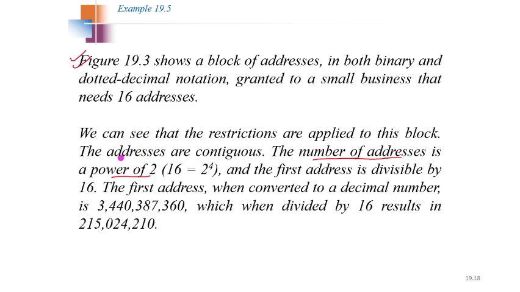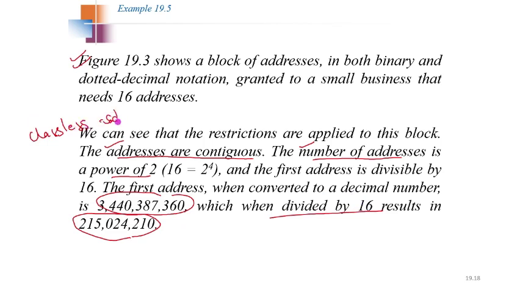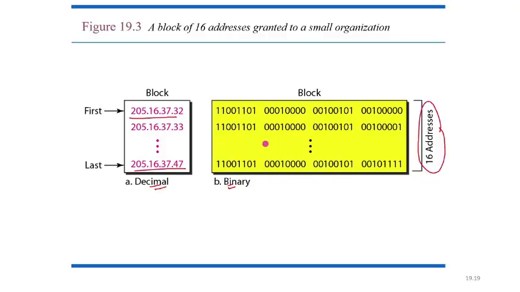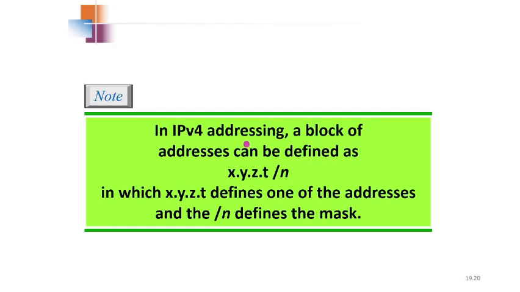That is the second condition. The first condition is that addresses are contiguous. The first is satisfied, and the second is also satisfied. For the third one, the first address, when converted to a decimal number, comes out to be this number, and when it is divided by 16, it comes out to be an integer. That means it is completely divisible. So all three conditions are satisfied. That means it is classless addressing.